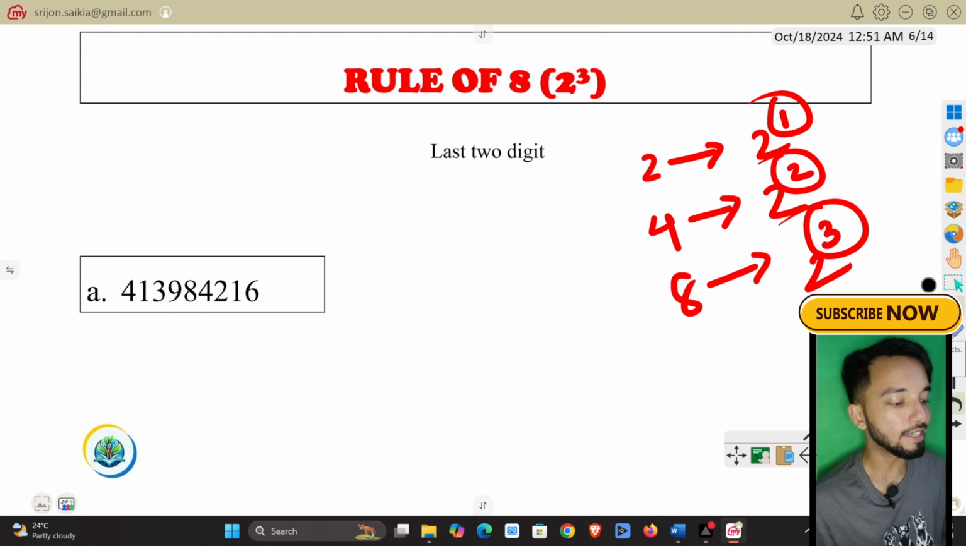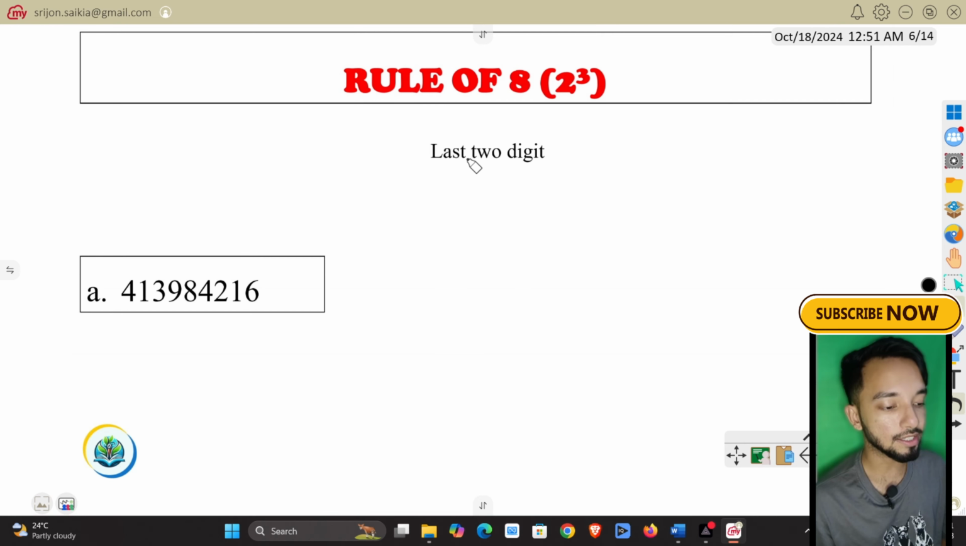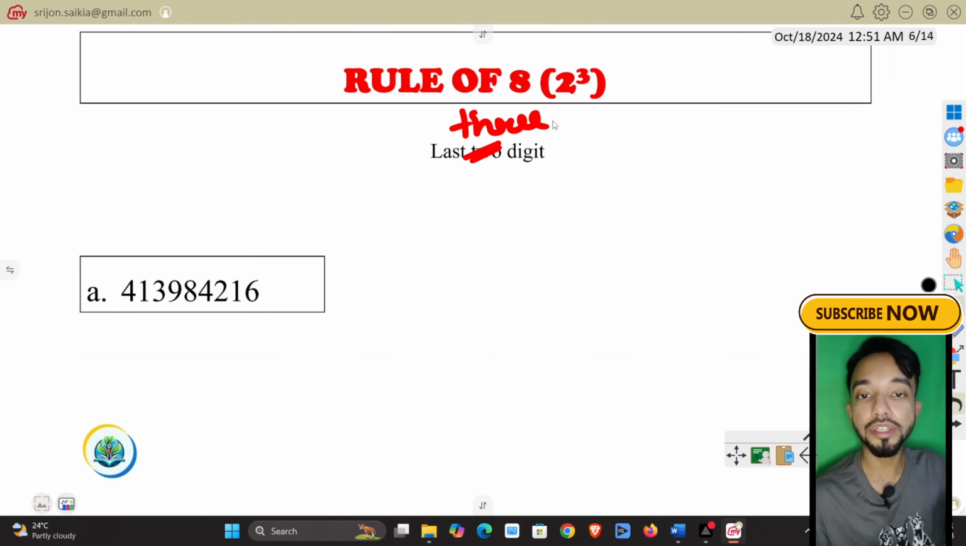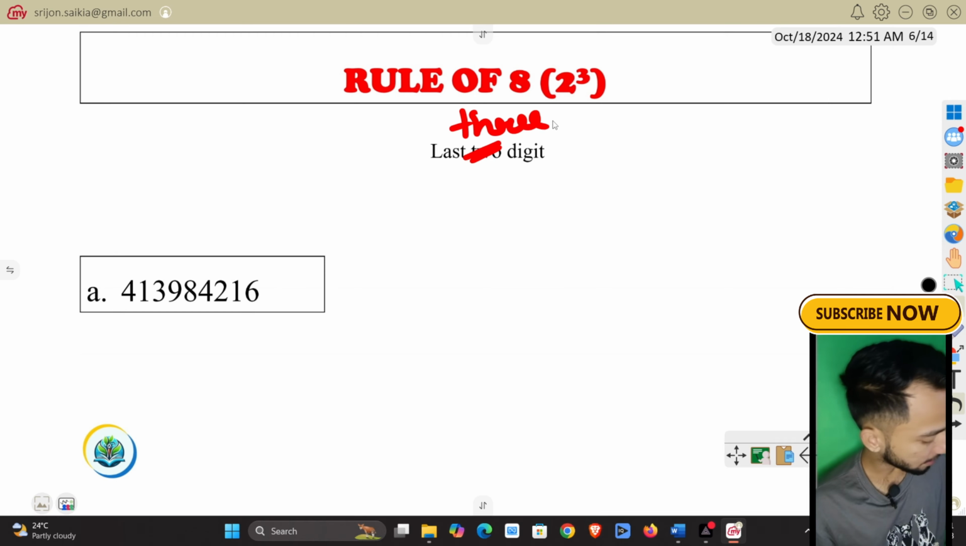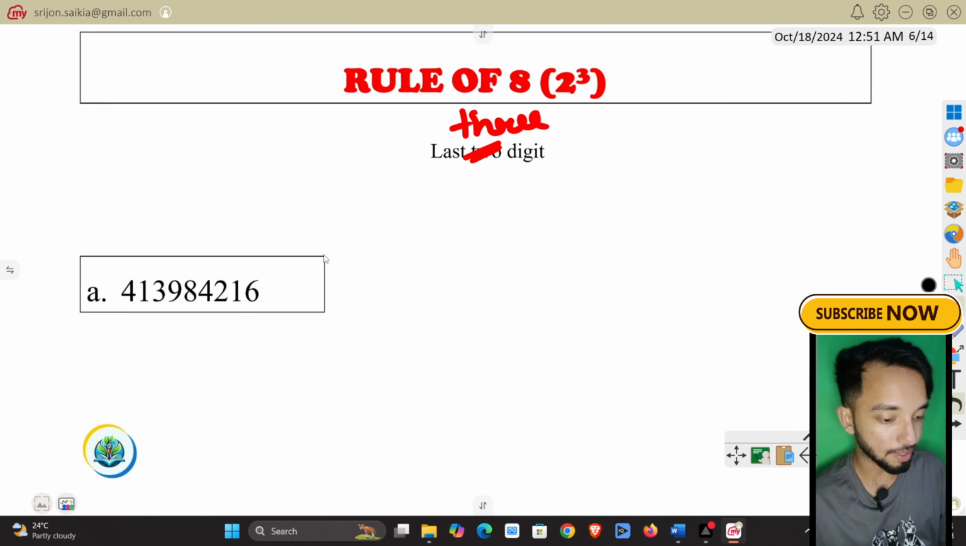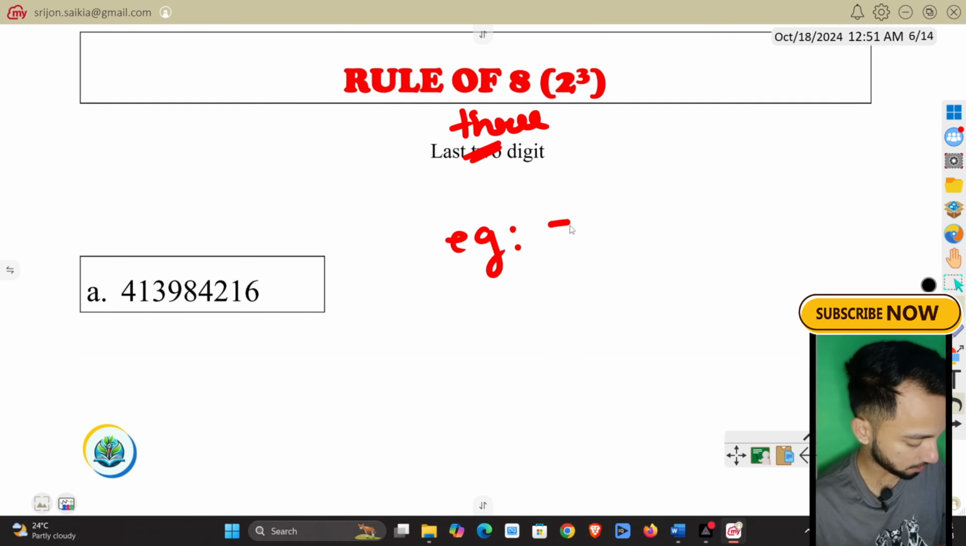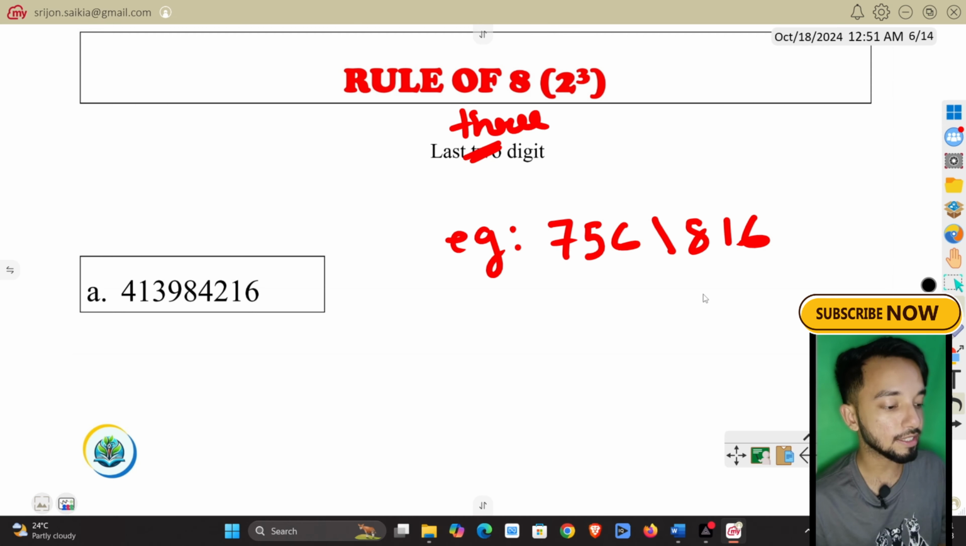If it's clear, let us check the rule of 8. We are concerned about not the last 2, but the last 3 digits. If the last 3 digits are divisible by 8, that means the entire number will be divisible by 8. Let us understand this with an example. Let us take the number 7561816. Here we are concerned about the last 3 digits, that is 816.